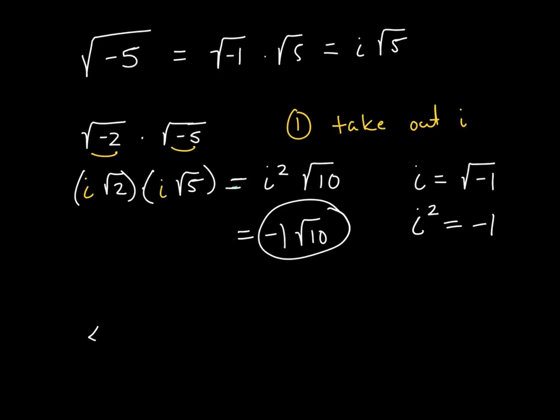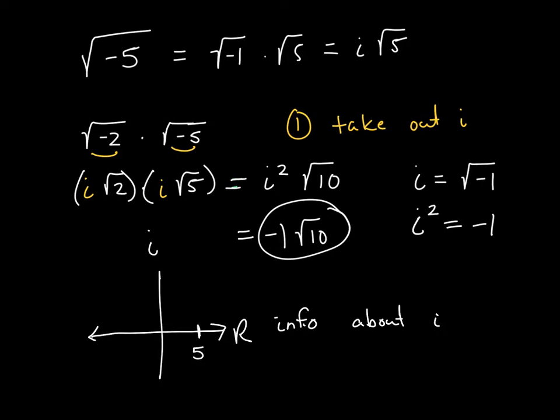So think of i, and this is not on your test. This is just some information about i. So this is my real dimension. This is my imaginary dimension. So imagine if I take my number here, 5. If I go ahead and take 5 and multiply it times i, now I'm up here at 5i.